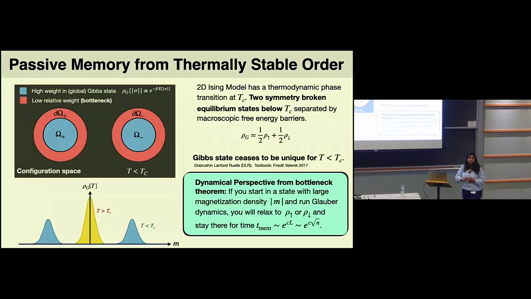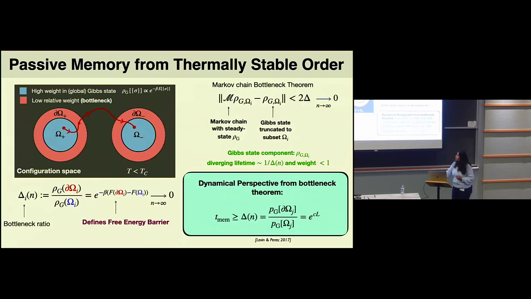Now, if I start in one of these components, let's say the all-up state, and I start running local dynamics, I have to go through this no man's land, this bottleneck region, before I can get to the other state. This no man's land has very low weight in the Gibbs state, so if I start here, I'll hang out here for a very, very long period of time. This can be formalized within the bottleneck framework, where you can write down a bottleneck ratio, which is the ratio of the weight of the Gibbs state on this red bottleneck region divided by the component. So you're asking about the relative weight.